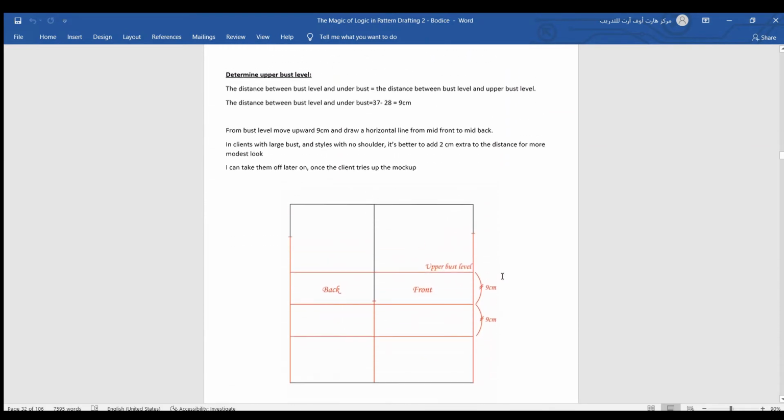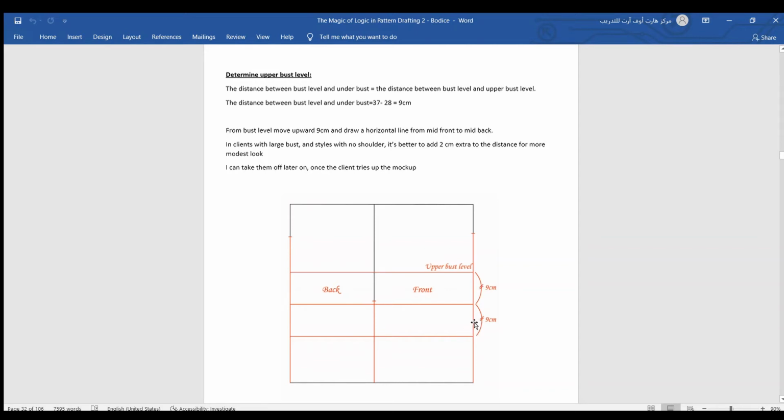Now we have to determine the upper bust level. Here comes something logical. If you go to the measurement table, we didn't take the measurement from the shoulder top to the upper bust, and there's no need for that. If you look carefully, you will find that the breast tissue from the bust level downward to the underbust is equal to the bust level to the upper bust. So these two are the same in size.